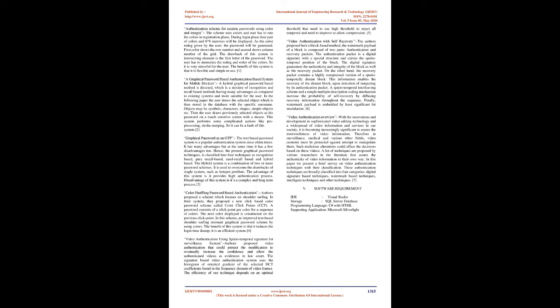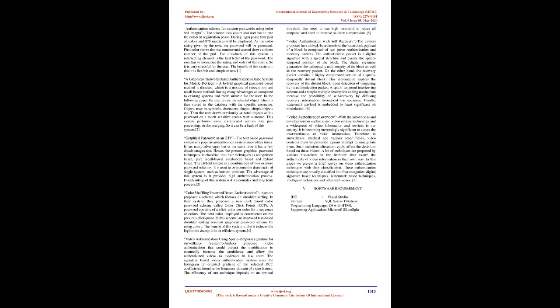3. Color shuffling password-based authentication. Authors proposed a scheme which focuses on shoulder surfing. In their system, they proposed a new click-based color password scheme called Color Click Points, CCP. A password consists of a click point per color for a sequence of colors. The next color displayed is constructed on the previous click point. In this scheme, an improved text-based shoulder surfing resistant graphical password scheme by using colors. The benefit of this system is that it reduces the login time and it is an efficient system.